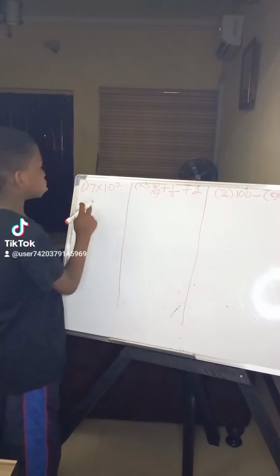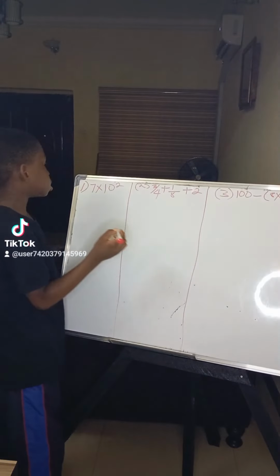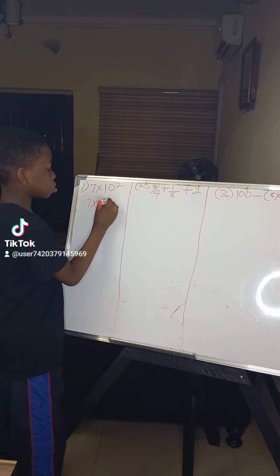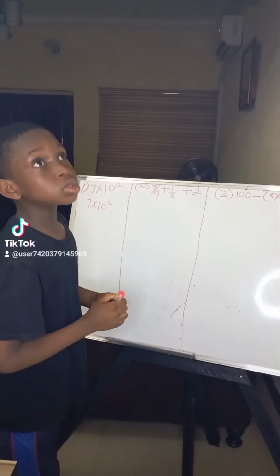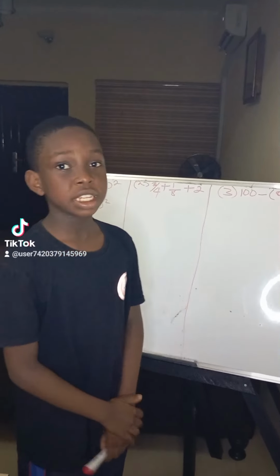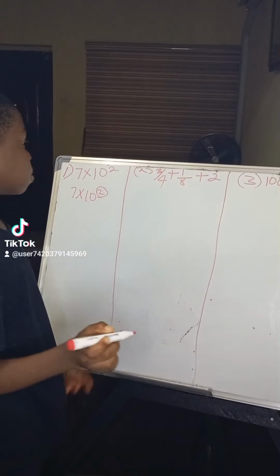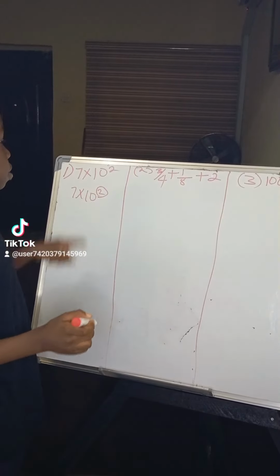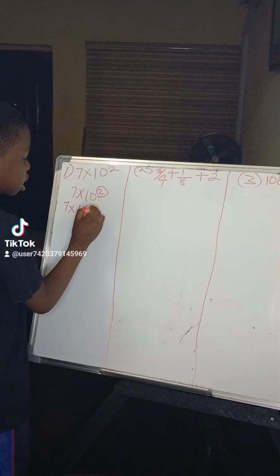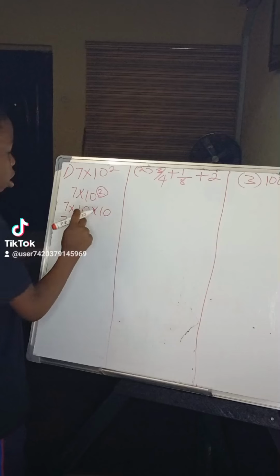In number 1, 7 times 10 squared. In this question, we just need to do 7 times 10 squared. Now, what is squared? Squared is a number times itself by the number of indexes. In this case, 2 is the index. So how many times will we times 7? Twice. That's 7 times 10 times 10, which is 7 times 100.